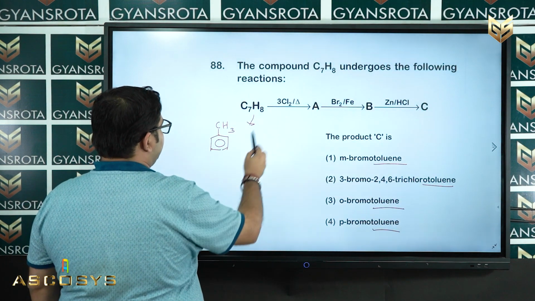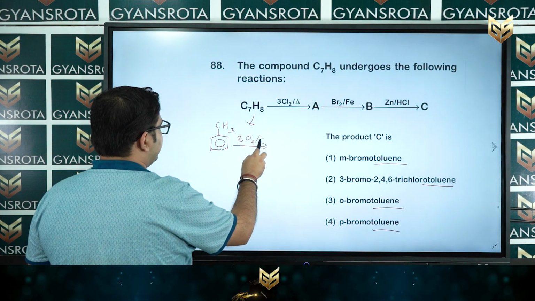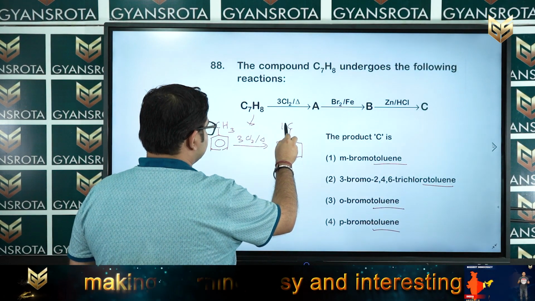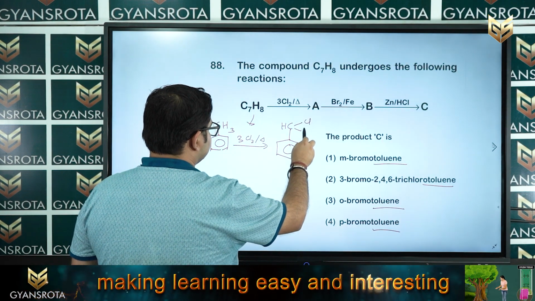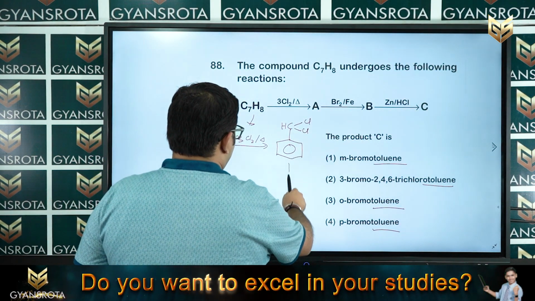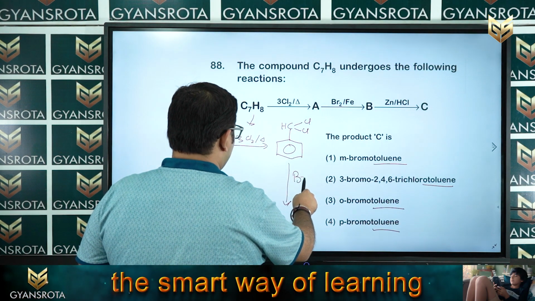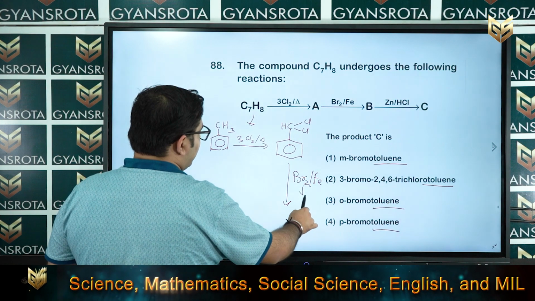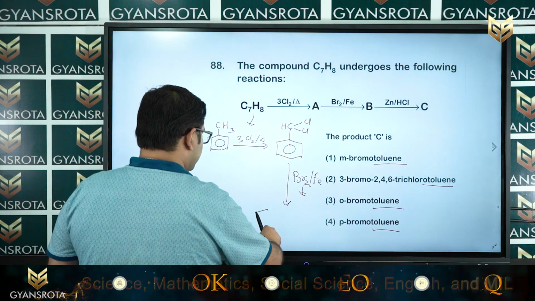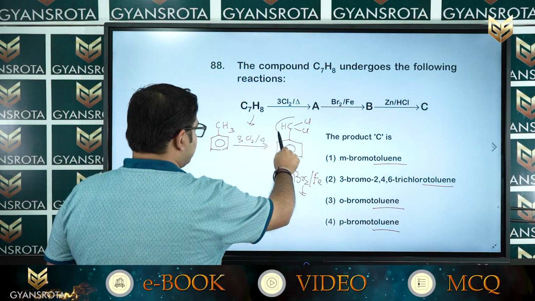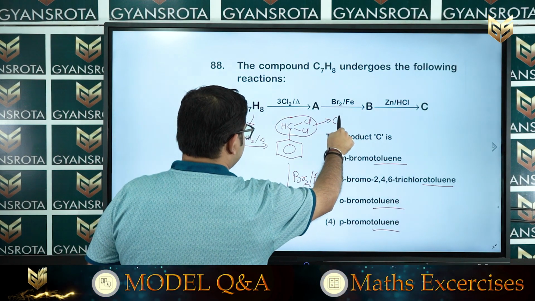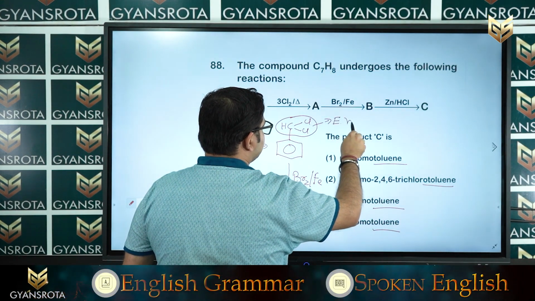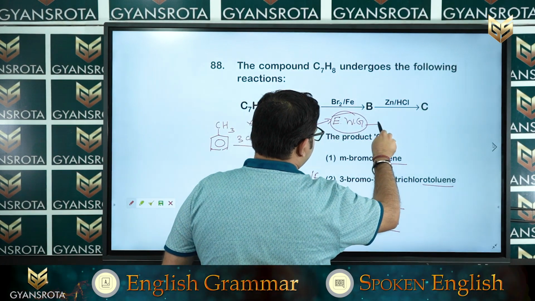Okay. Now, when this reacts with 3Cl2 by heating, you will get CHCl2, and after that when it reacts with Br2/Fe, this gives the electrophilic aromatic substitution reaction. What you got is CHCl2, which is an electron withdrawing group. Again I am writing here, it is an electron withdrawing group, and an electron withdrawing group is meta directing in nature.